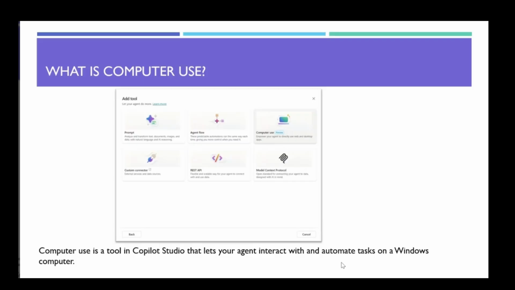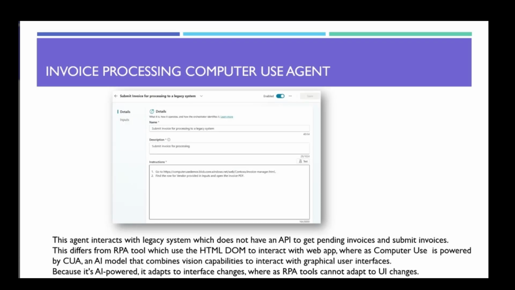Let's briefly touch upon what computer use is. Computer use is a tool in Copilot Studio that lets your agent interact with and automate tasks on a Windows computer. So let's dive into the invoice processing computer use agent. This agent uses computer use to interact with the legacy system, which does not have an API. So it interacts with it, gets the pending invoices, and submits the invoices for processing.